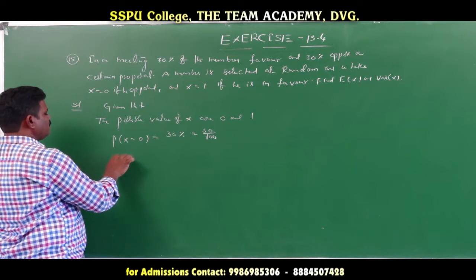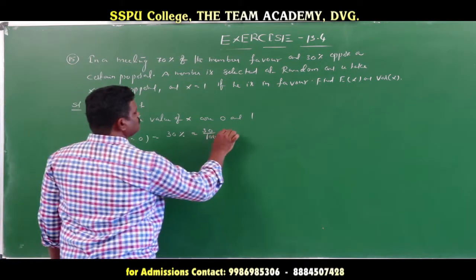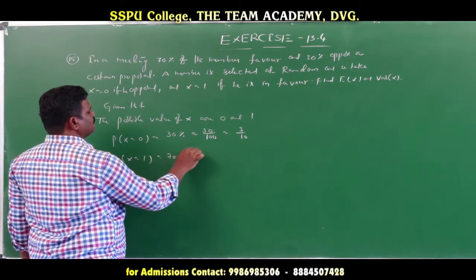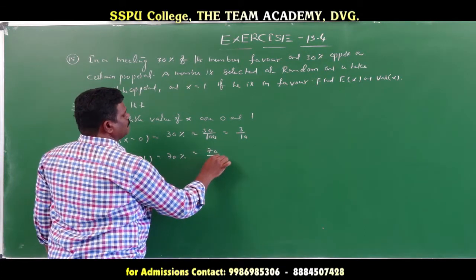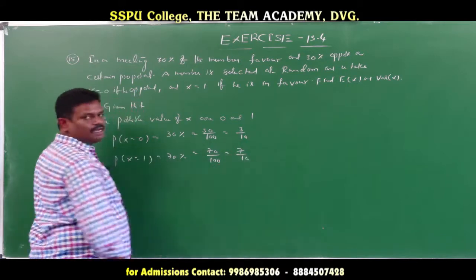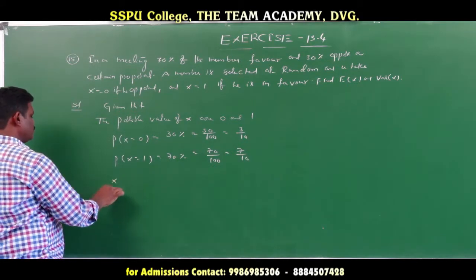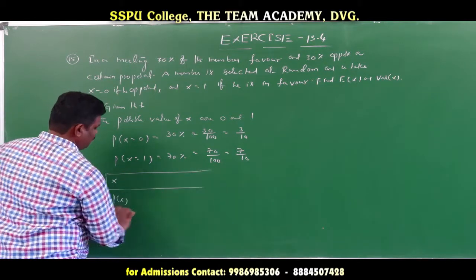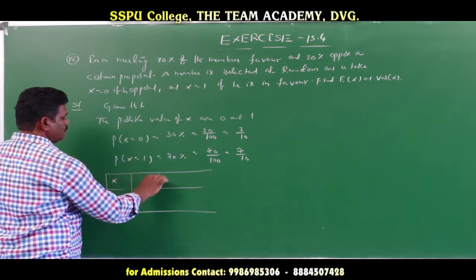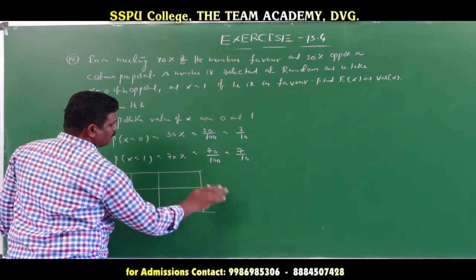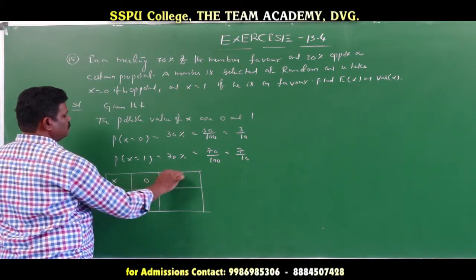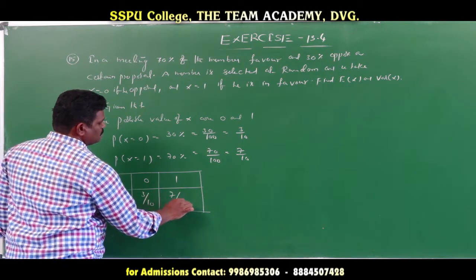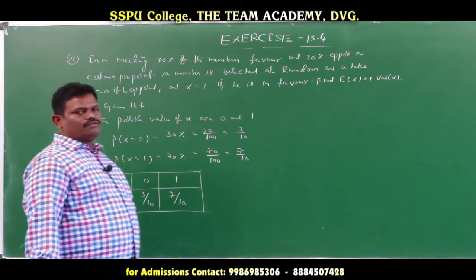Then probability of x equal to 1: this is 70%, that is equal to 70 by 100, that is equal to 7 by 10. Now the probability distribution, P of x. We construct it here with the values 0 and 1. Okay? x equal to 0 has value 3 by 10, and x equal to 1 has value 7 by 10.